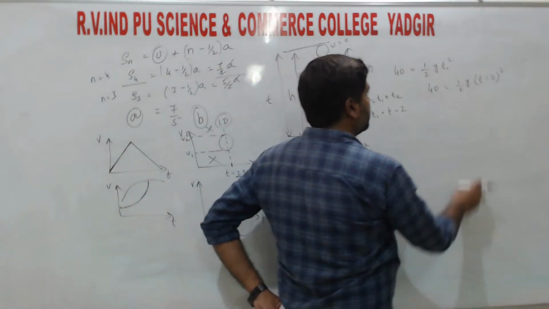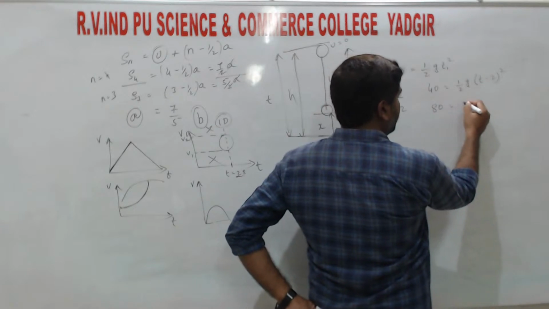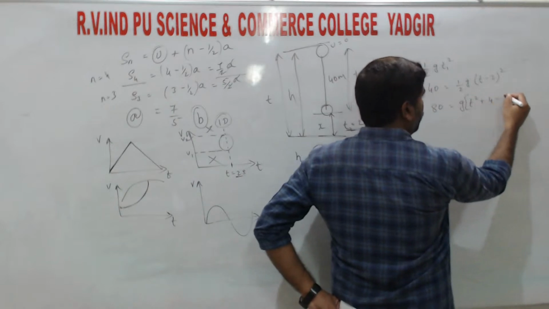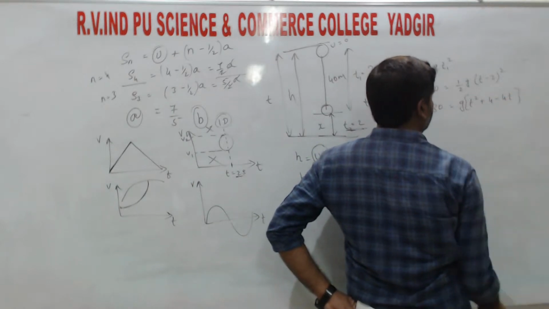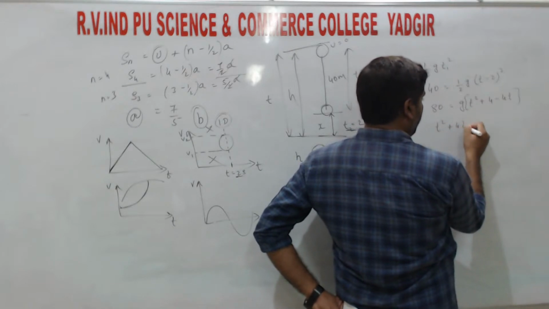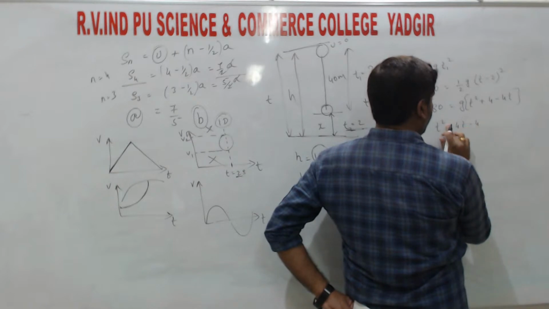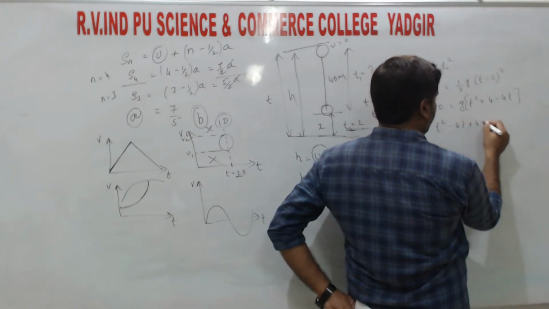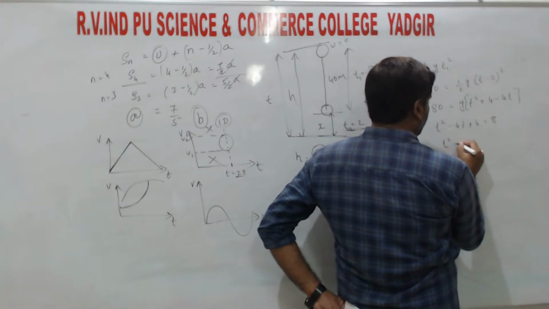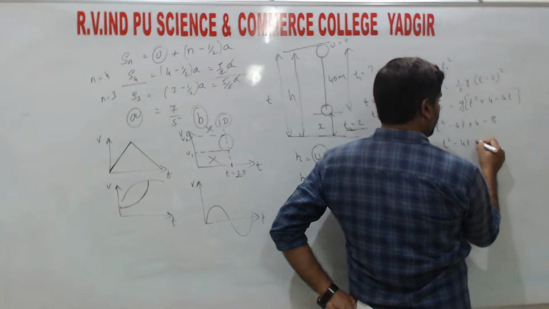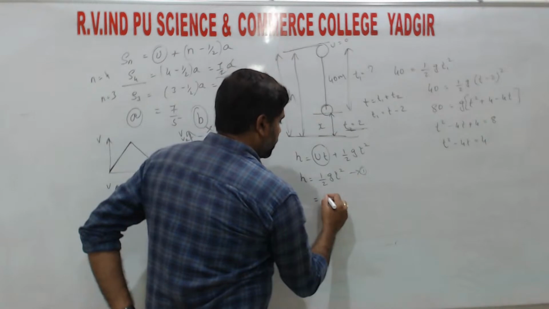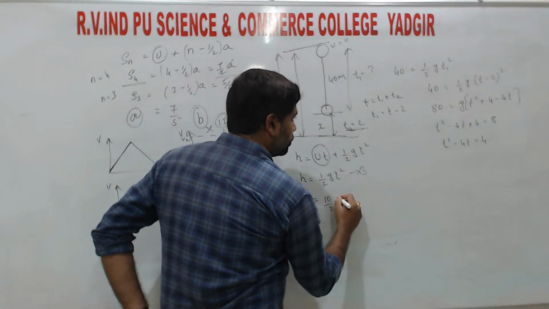From this we can find 80 equals g into t square plus 4 minus 4t. Substituting the g value 10, we get t square plus 4 minus 4t equals 8, right? So t square minus 4t equals 4. Substitute here 10 by 2.